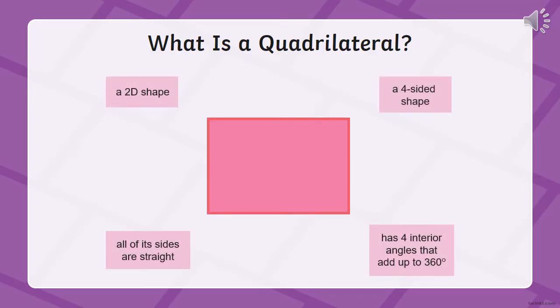So today we're looking at quadrilaterals. So what is a quadrilateral? A quadrilateral is a 2D shape. It is a 4-sided shape. All of its sides are straight, and it has 4 interior angles that add up to 360 degrees. That last point is very important, so remember that. It has 4 interior angles that add up to 360 degrees.